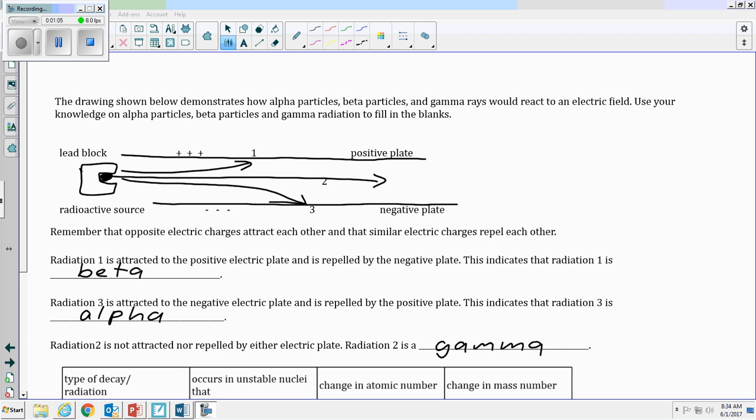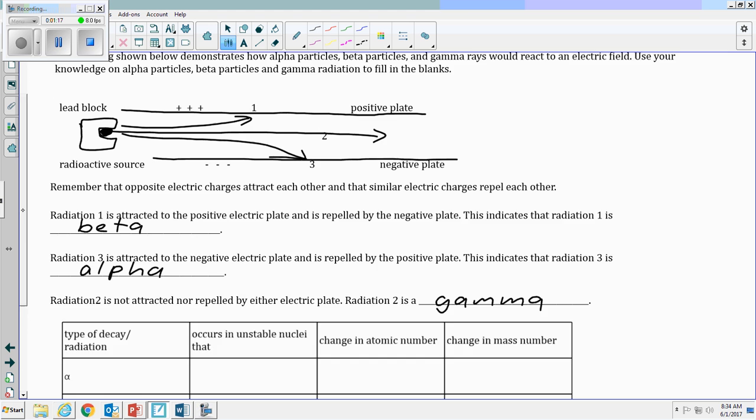I hope you found these answers as opposites attract. So beta is a negative radiation, so it's attracted to the positive plate. Vice versa for the alpha radiation, and the gamma radiation with no charge is attracted to nothing.